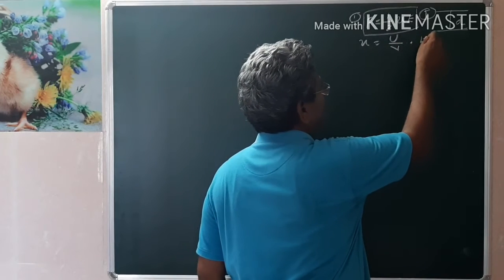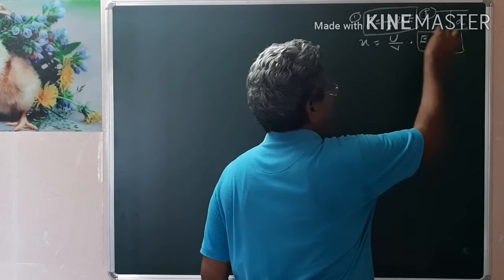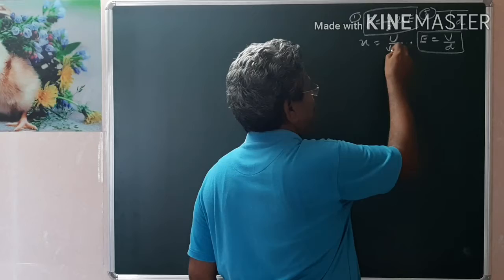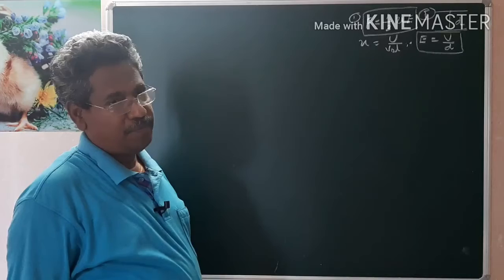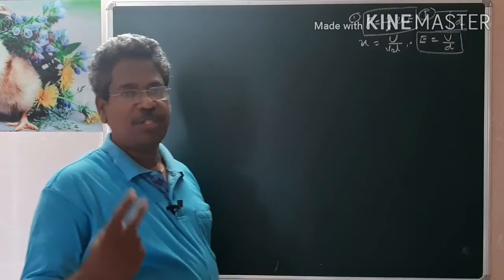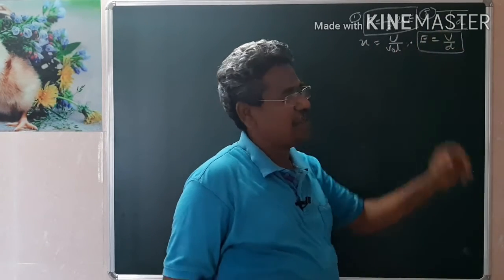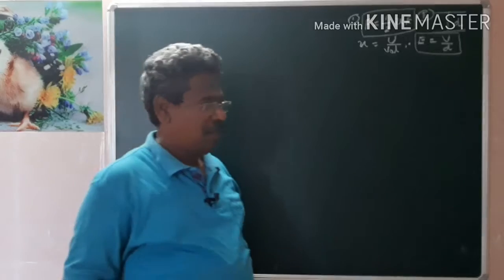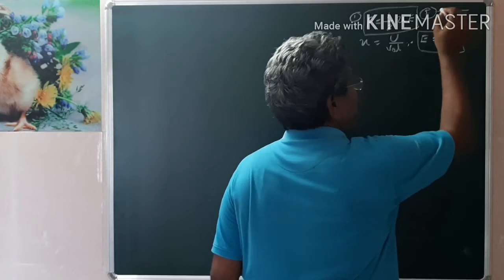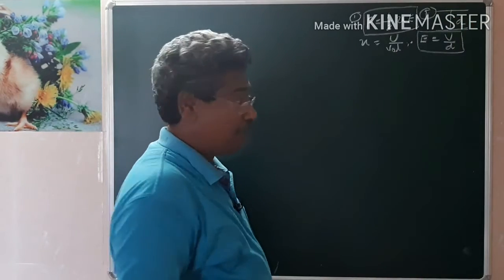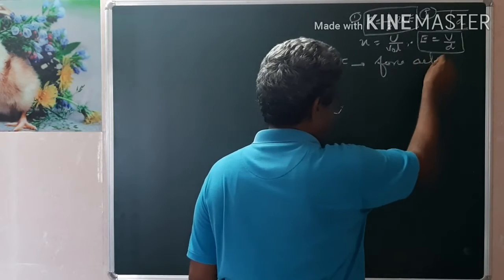As usual, the electric field between the two plates is the potential between the plates divided by the distance between the two plates. This one is volume. Now you have to derive the expression for the force acting on each plate using two physical quantities: one is energy per unit volume, and the other is the electric field acting between the two plates, E equal to V by D. How we start is, let F be the force acting on each plate.